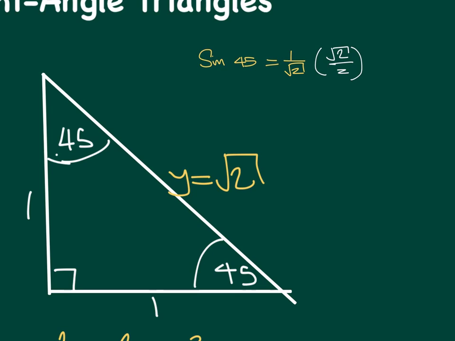Okay, so we can do the same thing for cos 45. So we're going to have cos 45. Again, adjacent over hypotenuse. It doesn't matter which one you take. It's still going to be 1 over root 2. And we can again rationalize that, root 2 over 2.